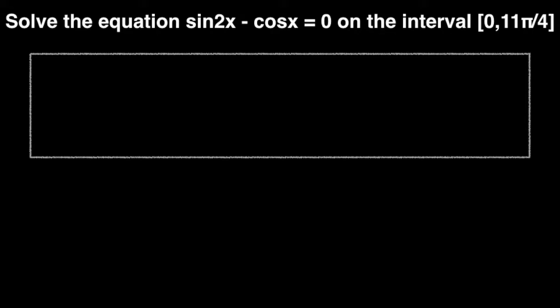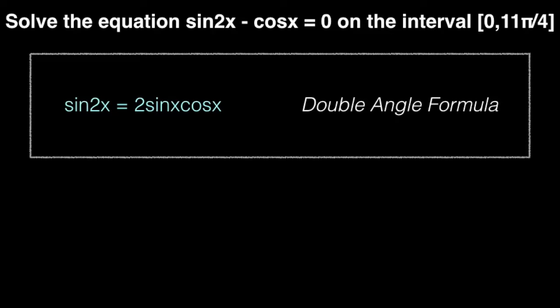Now, when we look at this question, we have sine 2x minus cosine x is equal to 0. First of all, there's no squared, so we can't use the quadratic approach. And we can't factor anything out either, because we also have 2x and x. So that's a bit problematic. But if you remember the double angle formula, sine 2x is equal to 2 sine x cosine x.